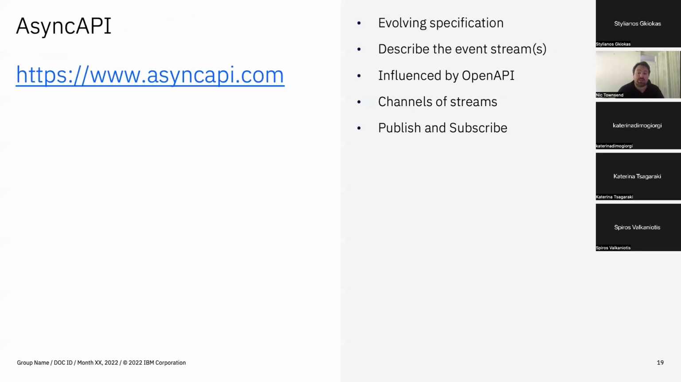One particular of interest is AsyncAPI. Now, the idea behind AsyncAPI is that it's a specification that has been influenced by OpenAPI, and it's used to describe the streams of events that are available for consumption or for writing into. The idea being that it can describe the channels of streams that are available. It can describe whether you can publish or subscribe to them. It can describe the content of the event stream, the schemas, the structure. It could include some human readable metadata.